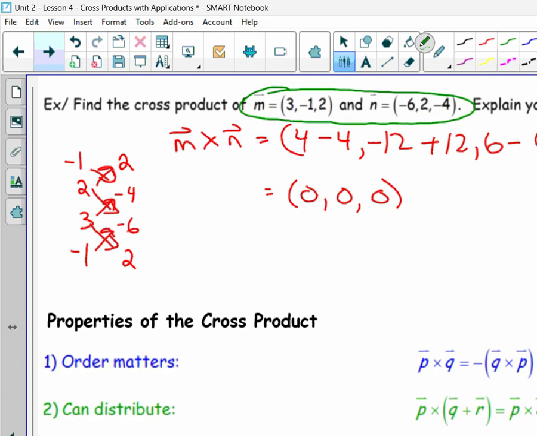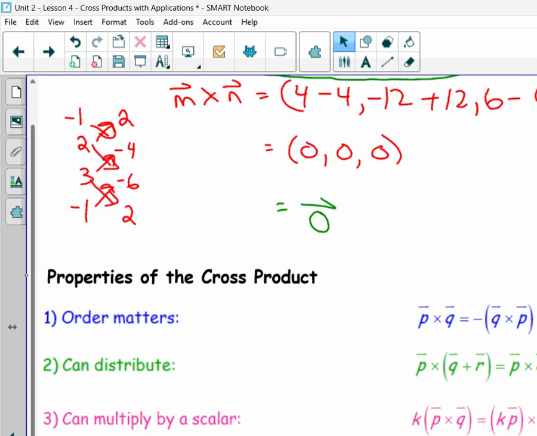So you can't find a cross product of scalar multiples. What's going to happen every single time is you'll get the 0 vector. So if you ever come across that, it's not the end of the world. You just didn't notice that you had scalar multiples, which is actually one of the big properties of cross products. Here are some other ones, some of which we talked about already.